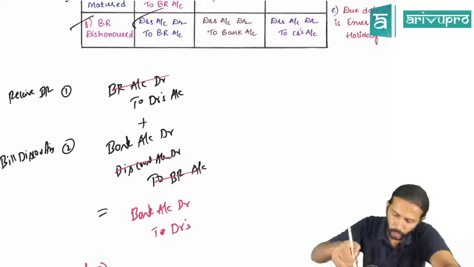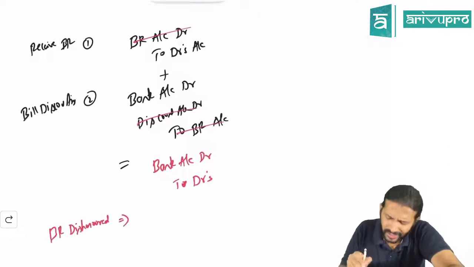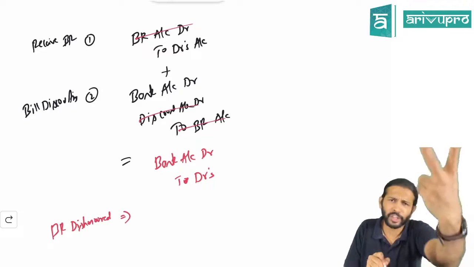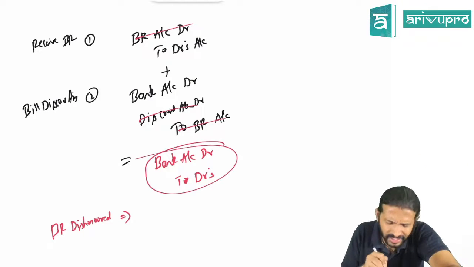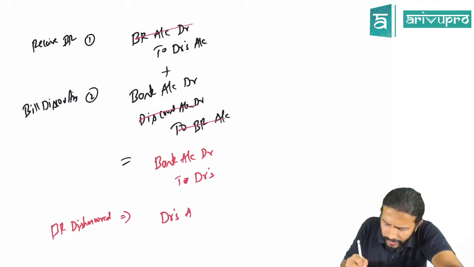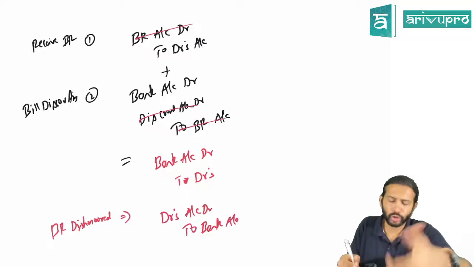Two options for you. You can reverse both these entries. Instead of reversing 2 entries, can I reverse this entry? Isn't it simple enough? It will be one and the same, no? That means what entry will I pass? Debtors account debit to bank account. This is simplified.